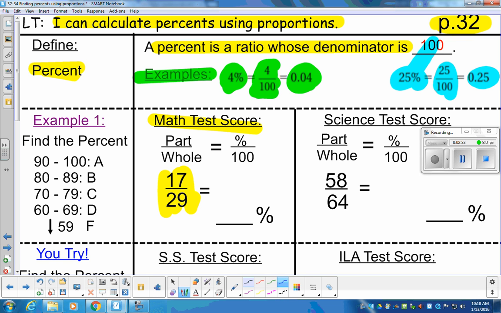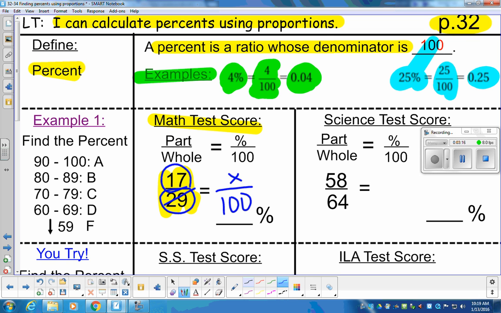So I give this test, it's out of 29, you get a 17. The only way we can calculate a percent is to change that 29 to a 100. So it's out of 100. How much is that out of 100? So we've taken that 29, the total amount on our test, and we have to get that out of 100 to get a percentage.